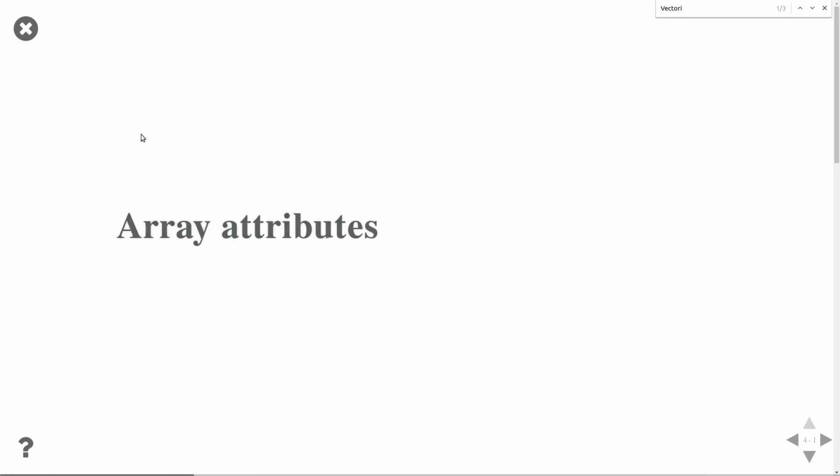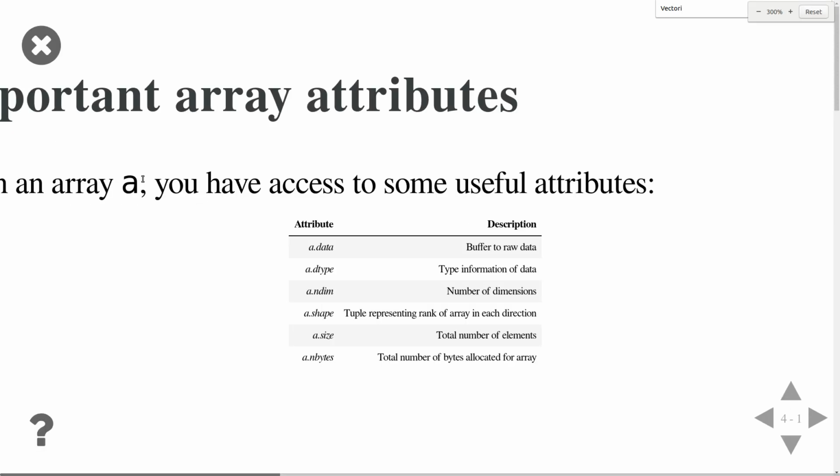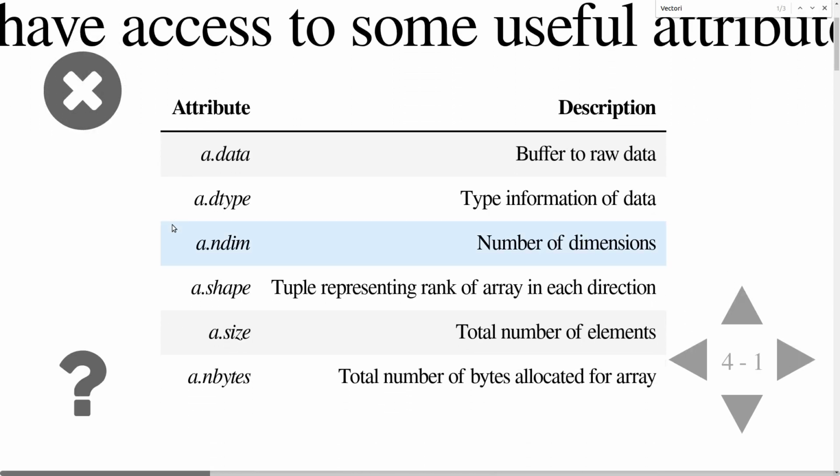Okay, array attributes. So you probably can't read that. But when you have a NumPy array, you have a bunch of attributes that you can access. You might not always use them, but it's still useful to know about them. So for example, a NumPy array has an underlying data structure that you can access. You typically don't want that, but if you wanted to, you could ask for a.data. Then you would really get the underlying buffer to the raw data that the array is storing.